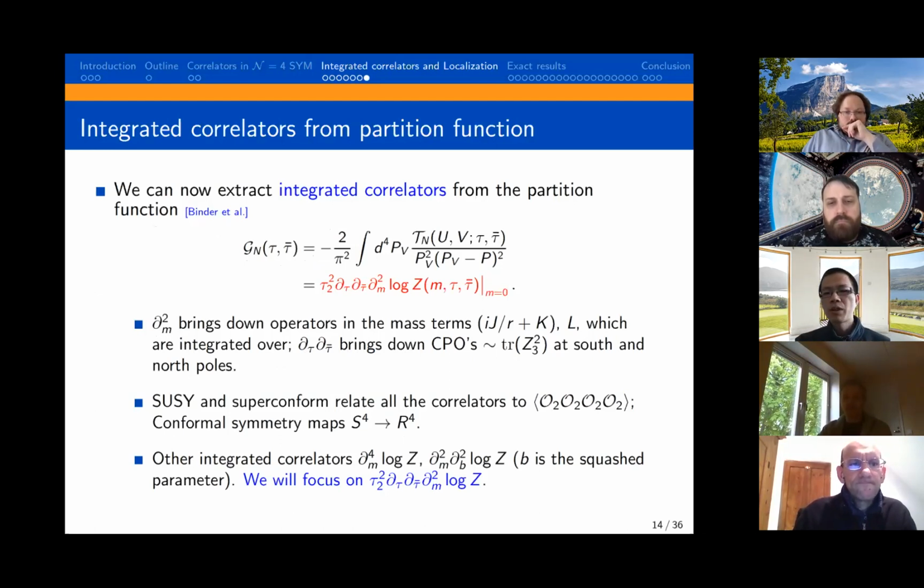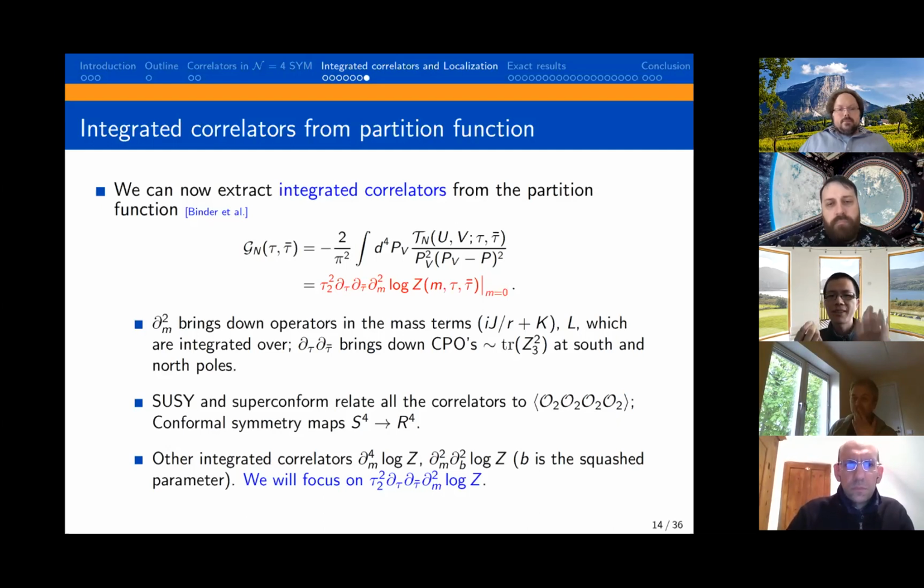Okay, but what we want is not any correlator. We want this particular correlator, right? The 4-point correlator of those operators. But if you just take a derivative, you bring down, as I said, a bunch of operators, I call them J, K, whatever it is. It's not the same as O2. But of course, you can use the supersymmetry and superconformal symmetry to relate correlators of those operators with this guy. So do that, and you will generate a lot of factors by relating different correlators.